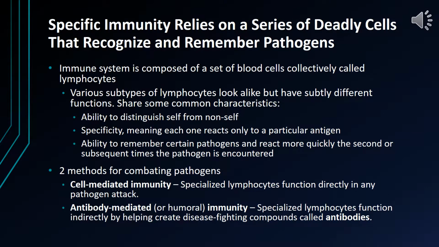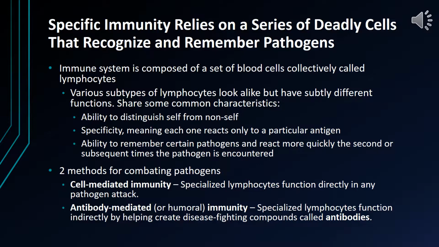Now that we've talked about the organs of the lymphatic system, we're going to go on and talk about the cells of specific immunity. And like the book says, specific immunity relies on a series of deadly cells that recognize and remember pathogens. Now the immune system, here what is a specific immunity, is composed of a set of blood cells collectively called lymphocytes, and these are all agranular cells, so they don't pick up the stain.